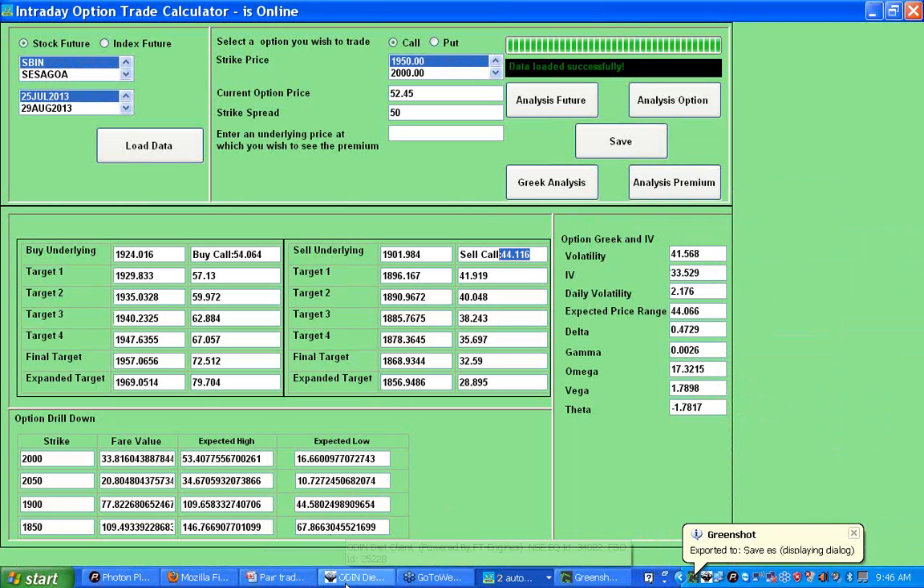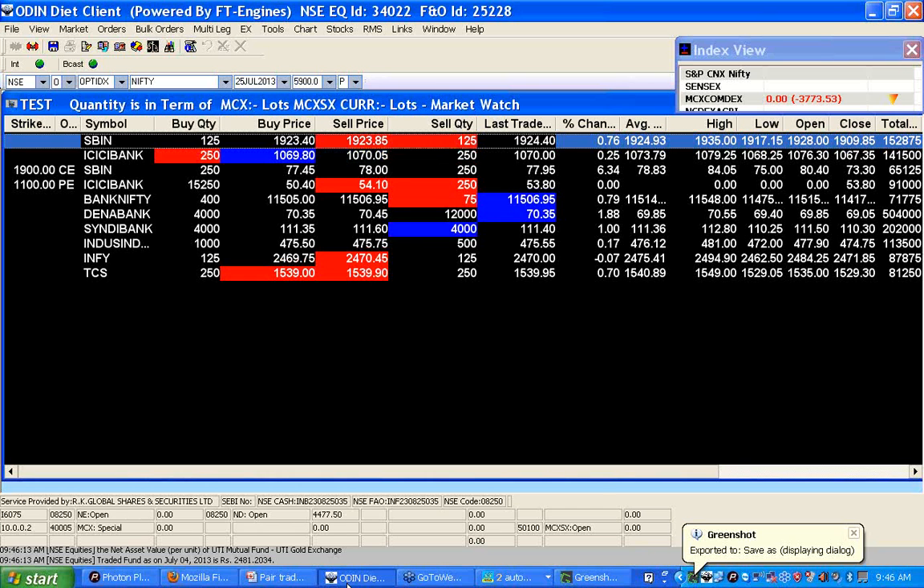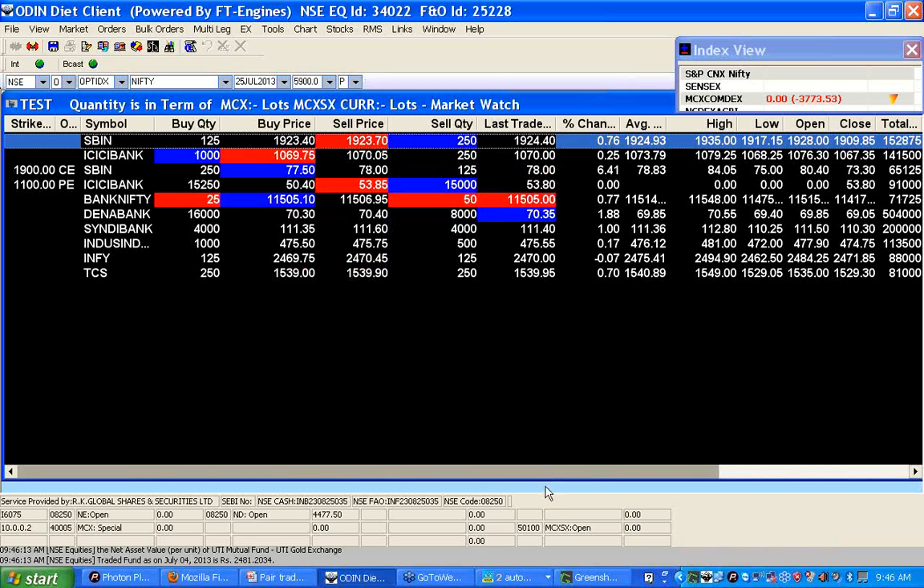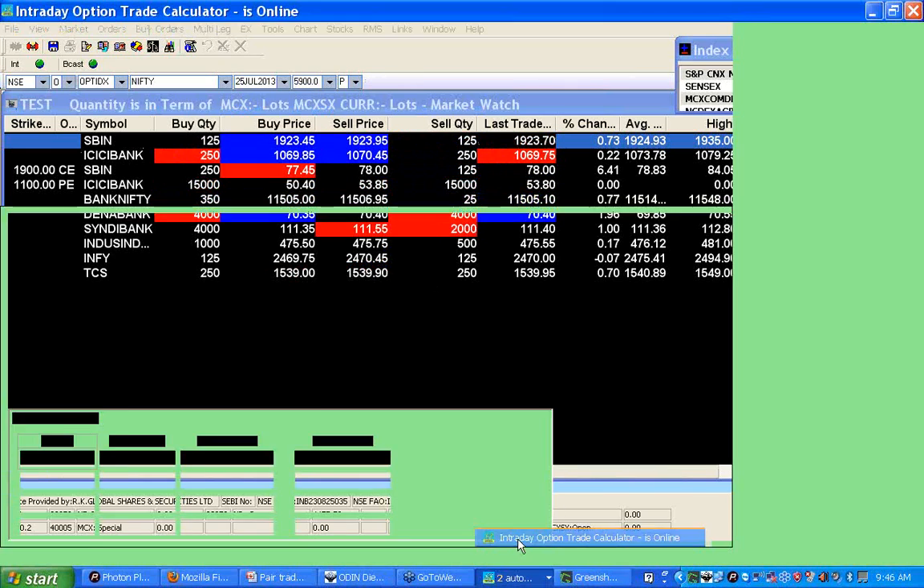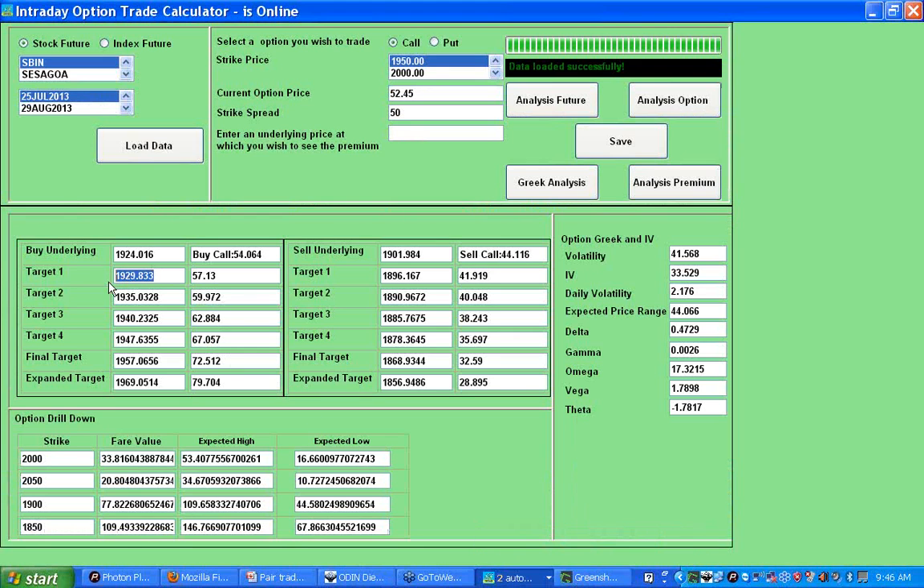So here we have done the call option, and we are close to this value, and we are expecting that once the breakout happens, it can give 57 rupees, and at the 35 level it can give me 60 rupees. So till 79 I can expect, with the expectation that it should go to 1969. Here is one factor you have to watch very closely.